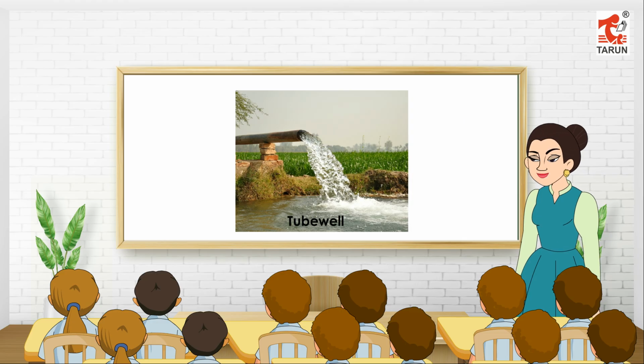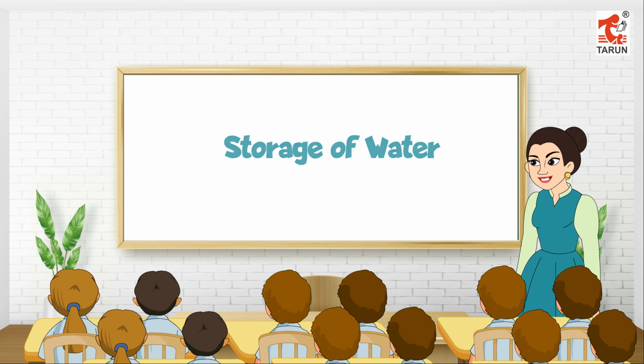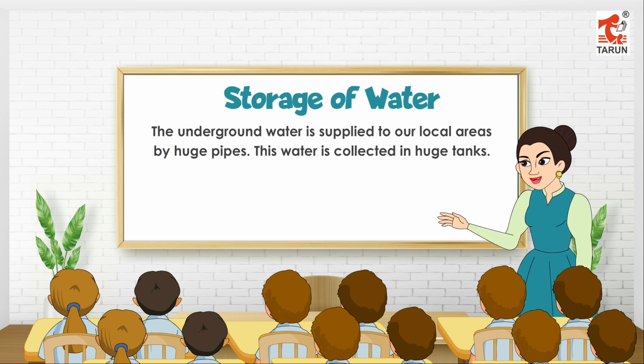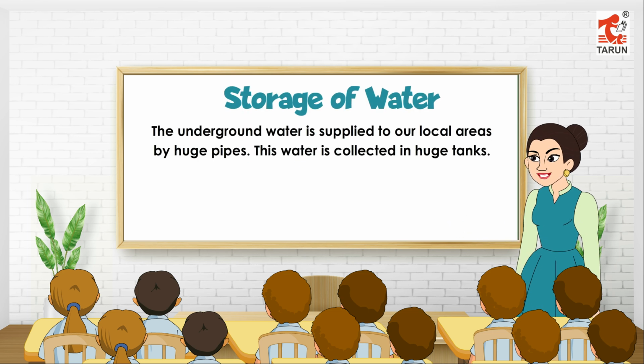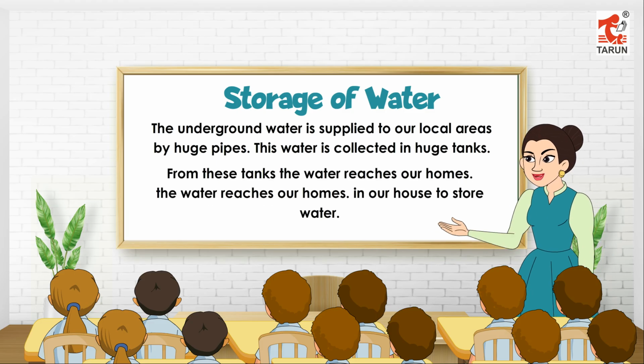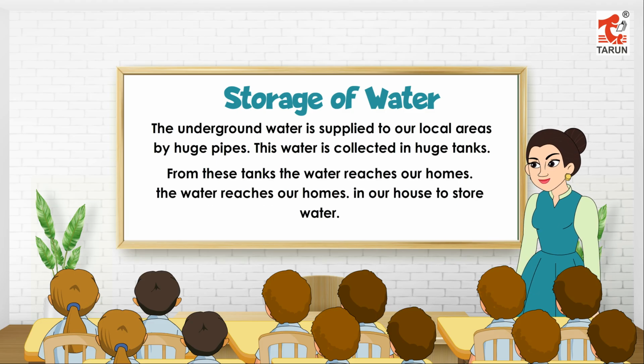Tube well. Well. Storage of water. The underground water is supplied to our local areas by huge pipes. This water is collected in huge tanks. From these tanks the water reaches our homes. We also have overhead tanks in our house to store water.